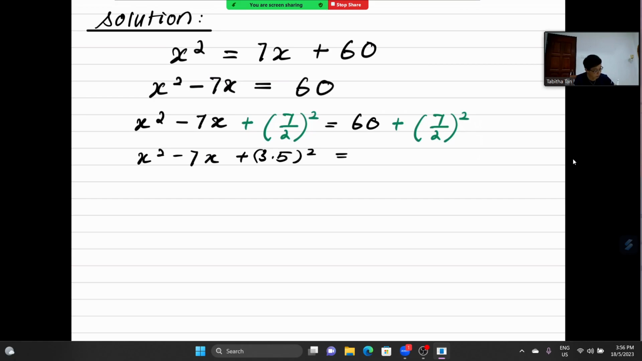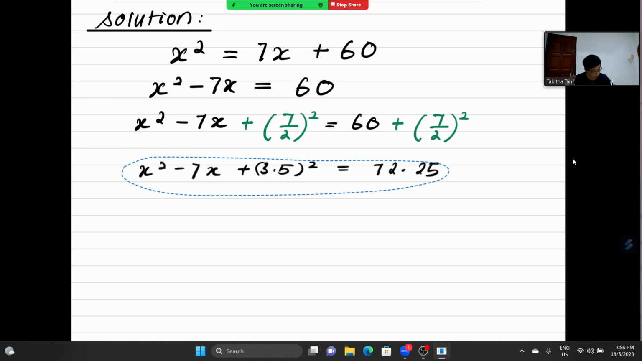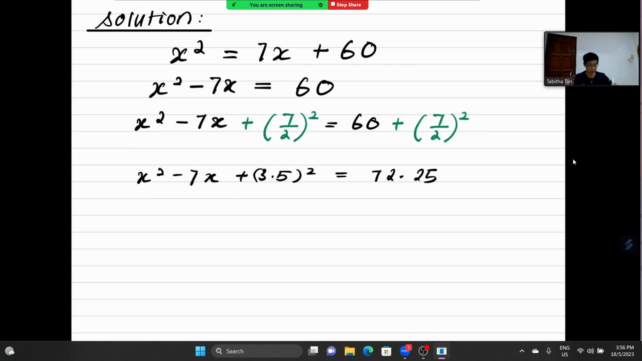Using the calculator, I got this number. Let me space out this a little bit. It looks a bit cramped. All right, I've got some breathing space.